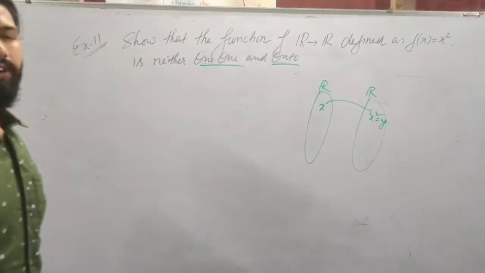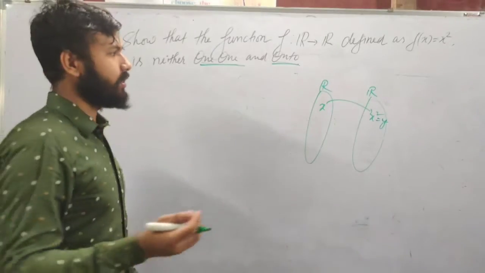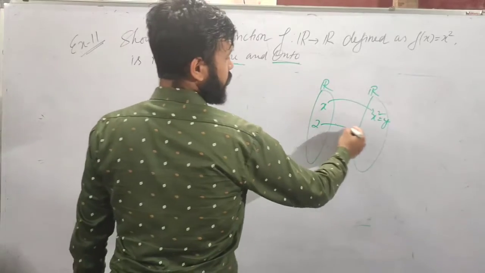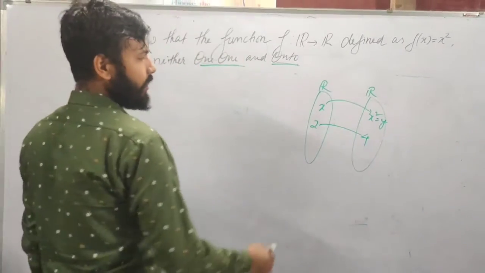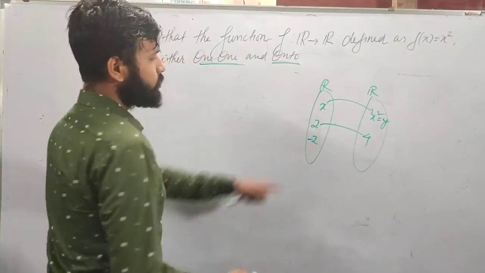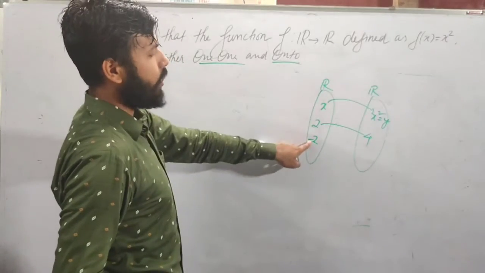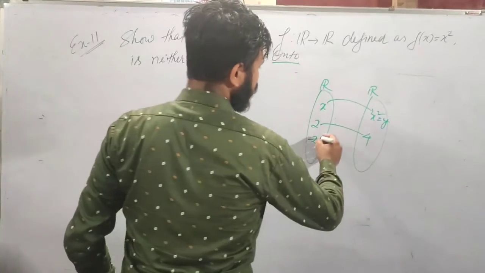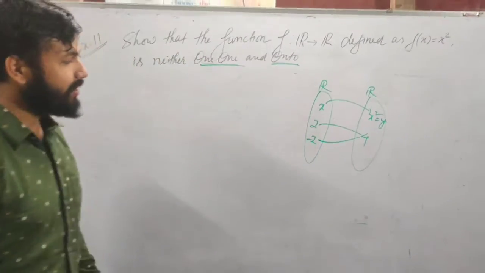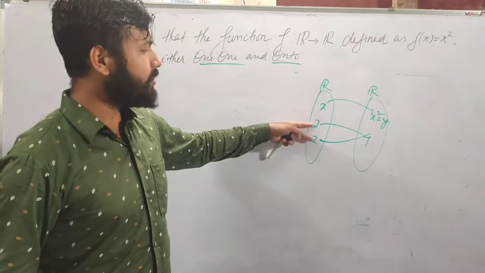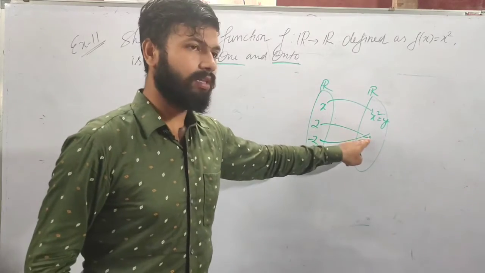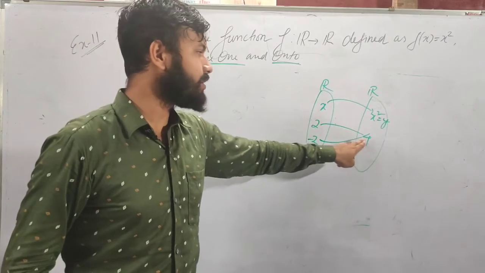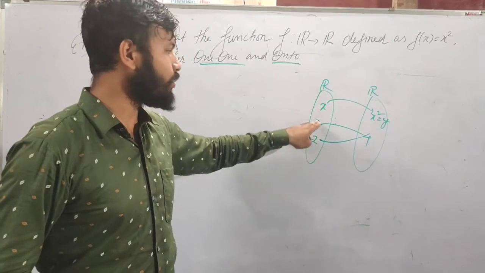Very simple, you just use your common sense here. If I take 2, what is the square of 2? 4, definitely. Now if I take minus 2, because minus 2 also exists in the real numbers, what is the square of minus 2? It is also 4. So you can see that these two different elements have the same image. That means x1 and x2 have a single image, but x1 and x2 are not equal, they are unequal.